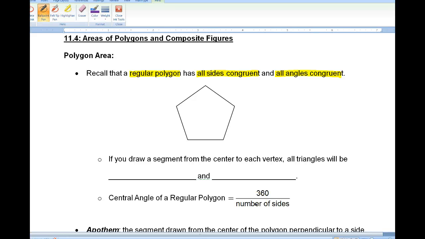You know what a regular polygon is. We know all sides are congruent and all angles are congruent. Okay, so here's an example of a regular pentagon. I'm just using this one.